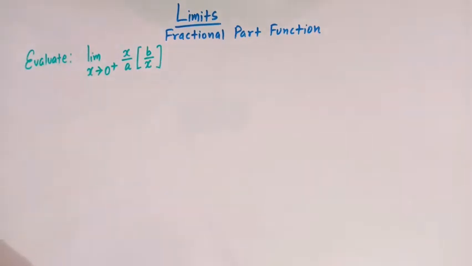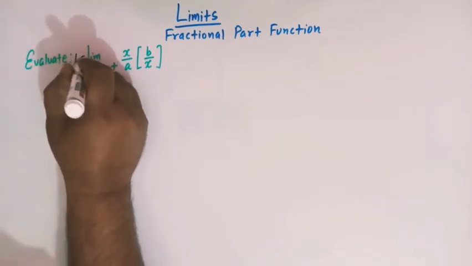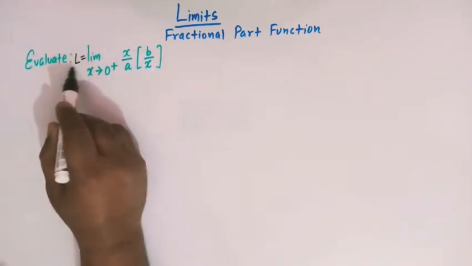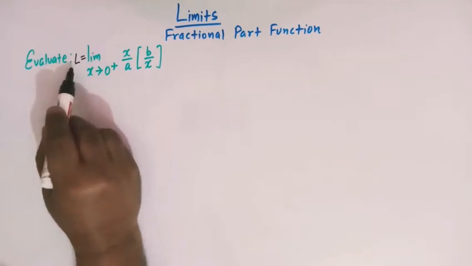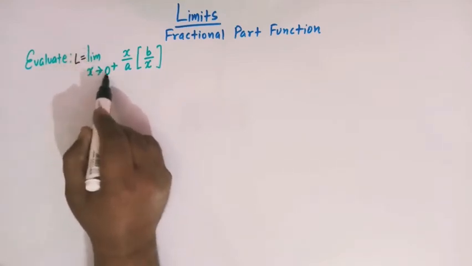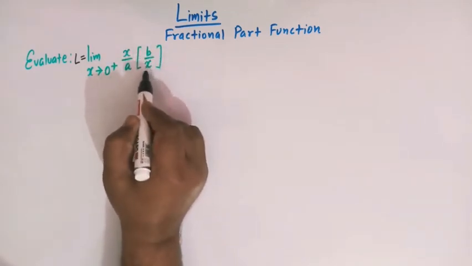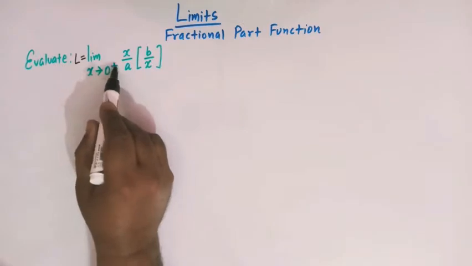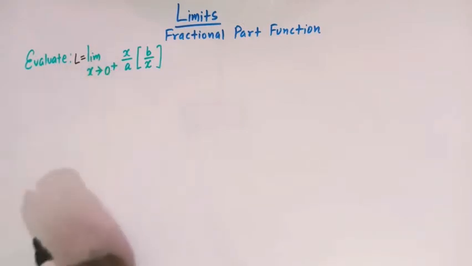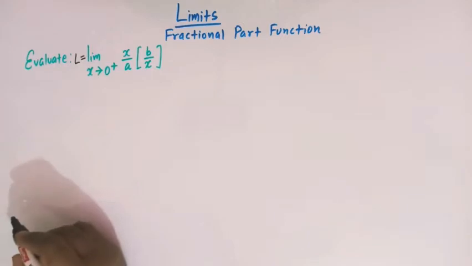So let us start, and let us use the definition of the fractional part function to evaluate this important limit, right? Let us first call this limit L, and we have to find the value of this limit L. Here we are given limit x tends to 0 plus of x over a times the greatest integer of b over x, right? And the positive sign shows that we are dealing with the right hand limit.